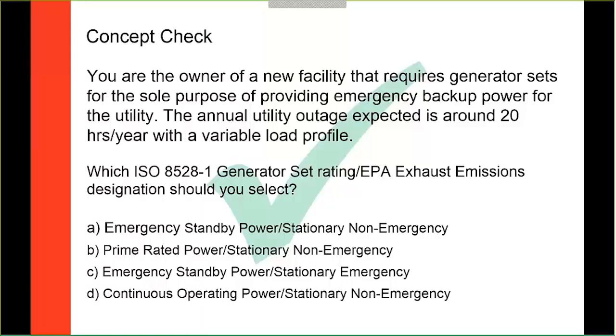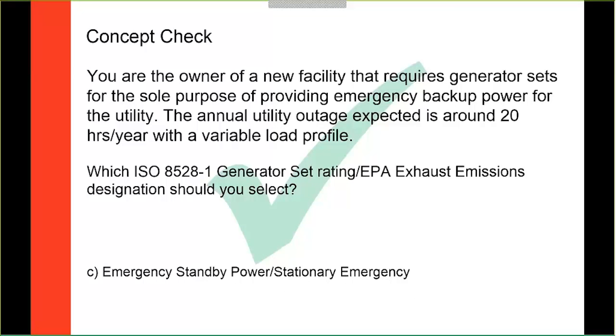So we would typically refer to this as emergency standby power in the stationary emergency application. So again, the expected usage is less than 200 hours a year, and it's only being used to back up the utility. We did talk about some examples where we might be using an ISO prime rating with the stationary emergency, but in this case, we would still be using just the standby.